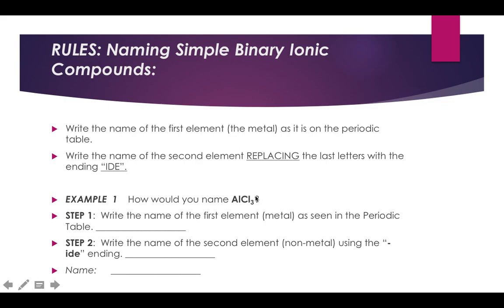Then, for the second element, instead of writing chlorine, we said yesterday that we want to replace that ending with IDE. So it's not aluminum chlorine, it would become aluminum chloride. So we drop that ending from chlorine to ide, and we get a wonderful name there, aluminum chloride. One thing to keep in mind, make sure you're writing that metal first. It always goes metal and then non-metal when we were talking about ionic compounds. Alright, and don't forget about that IDE ending. Lots of people do, so please make sure you are aware of that.